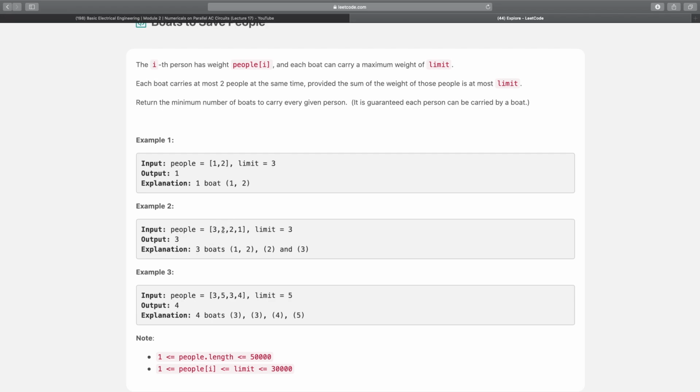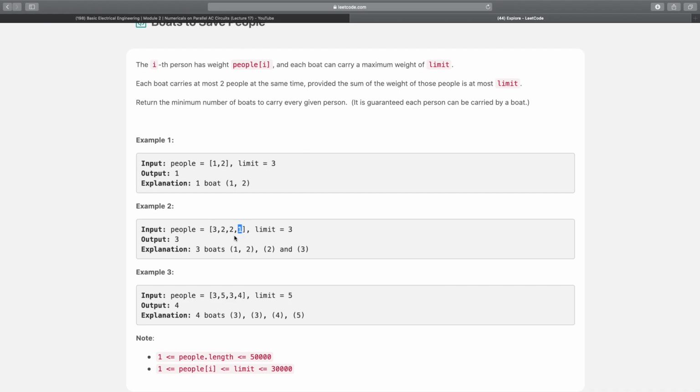Now the second option is the value 2. For 2, we could just send the person with 2 by themselves, but we always want to try to decrease the number of boats we need to send. In other words, we always want to try to send 2 people at the same time. So with 2, let's see if there is any other value we can pair it with. Let's look at the smallest value, which is 1. When we add these 2 people, we get 2 plus 1, giving us a total weight of 3.